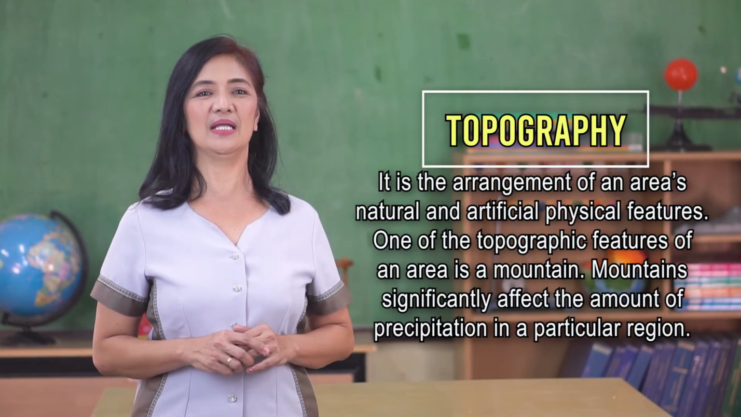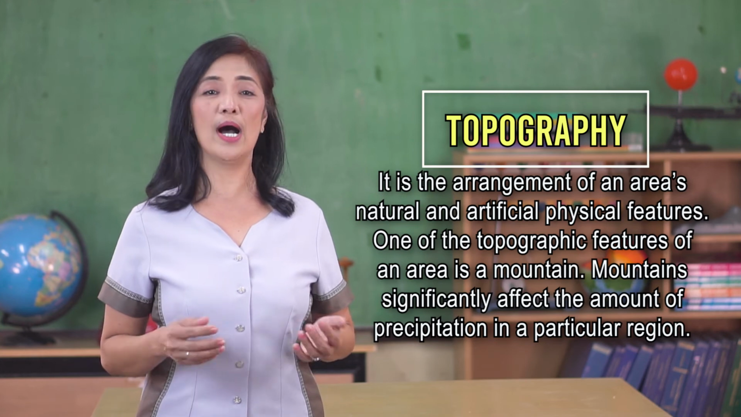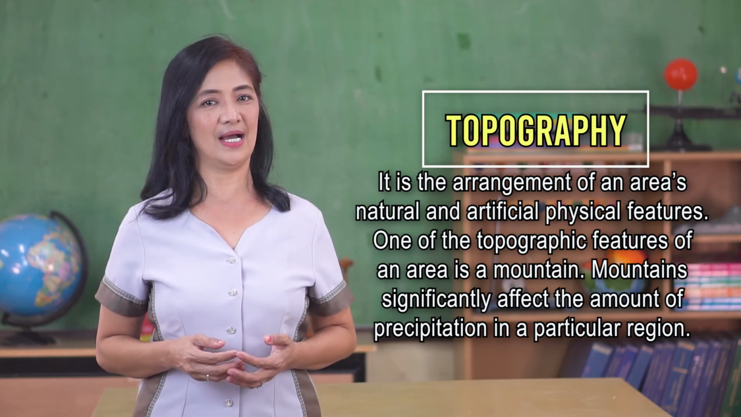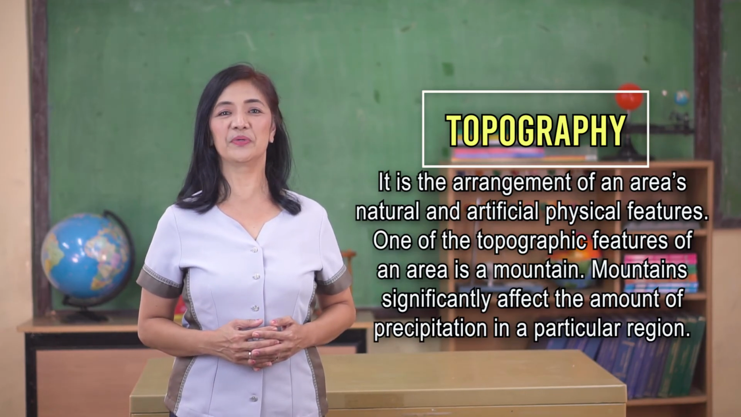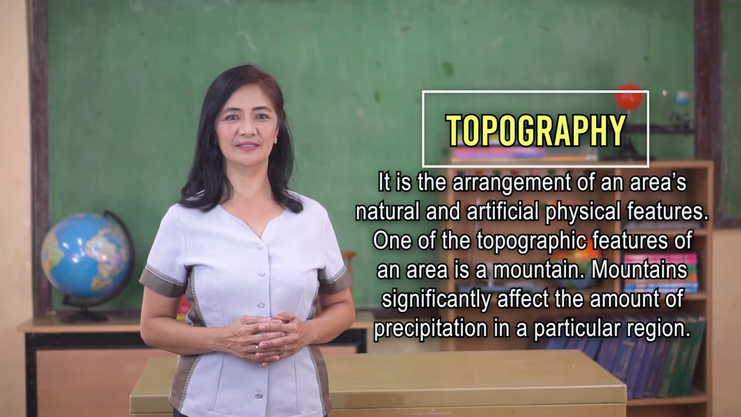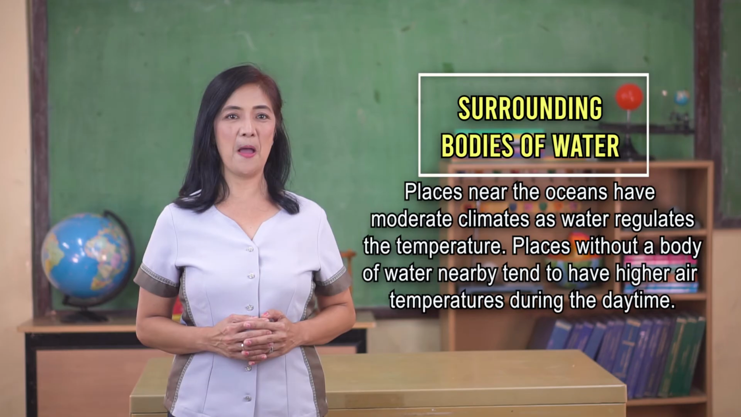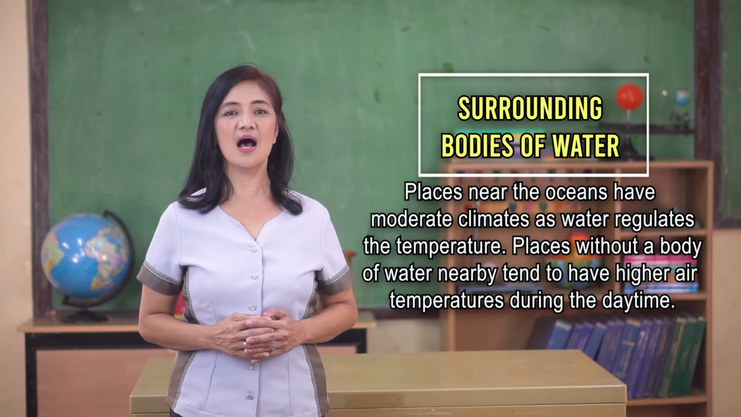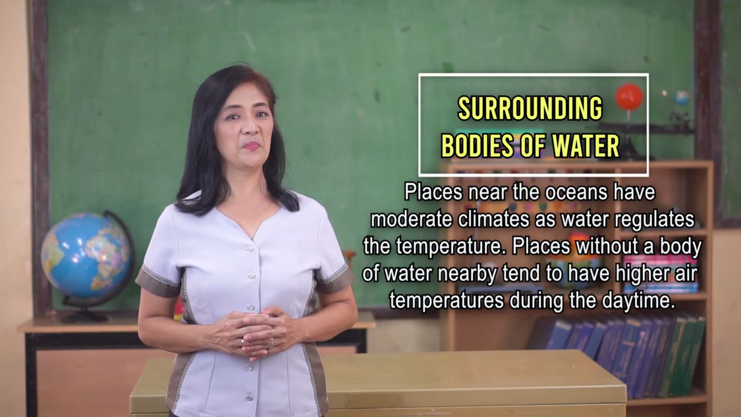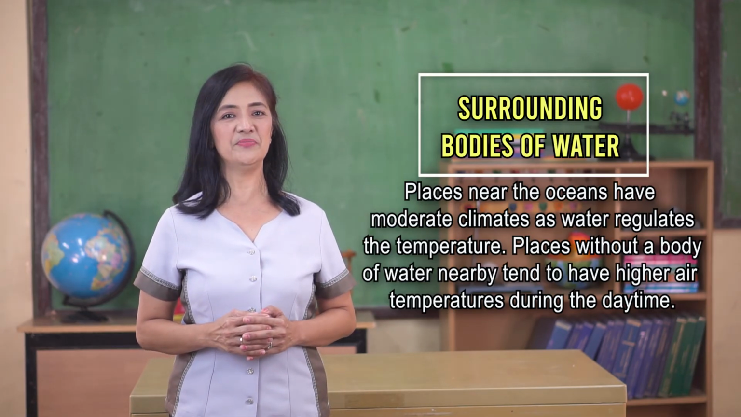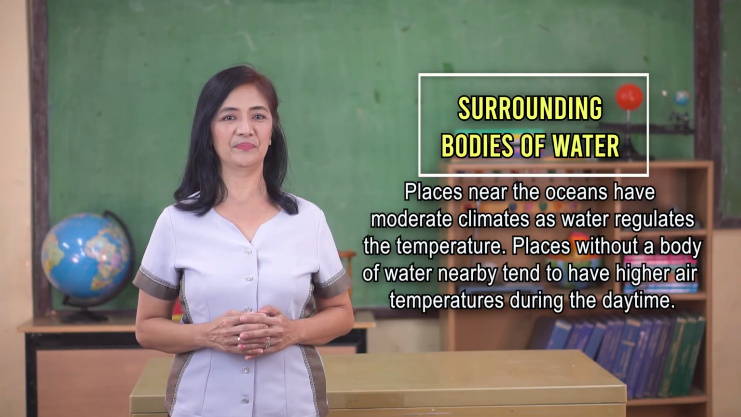Topography is the arrangement of an area's natural and artificial physical features. One of the topographic features of an area is a mountain. Mountains significantly affect the amount of precipitation in a particular region. Surrounding bodies of water also affect the climate. Places near the oceans have moderate climates as water regulates the temperature. Places without a body of water nearby tend to have higher air temperatures during the daytime.